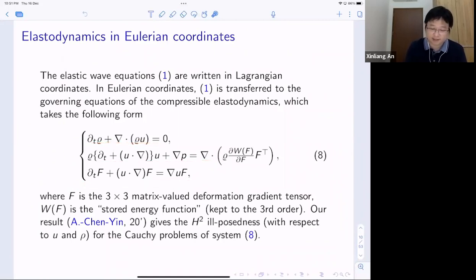Besides the density and the velocity, there is another physical quantity, which is F. F is a 3x3 matrix-valued tensor called the deformation gradient tensor. And W here is related to the stored energy function, which is taken to the third order. If we translate our result from the Lagrangian coordinates used on the first page into here, our H3 ill-posedness is transferred into an H2 ill-posedness for this system. And the H2 ill-posedness is consistent with the next result for the MHD, which we will state now. As I said, everything is consistent with each other.